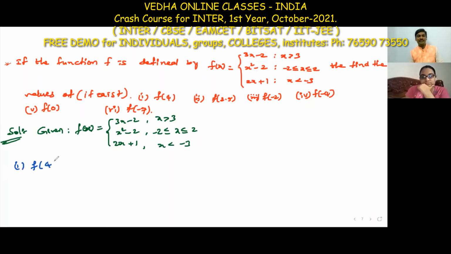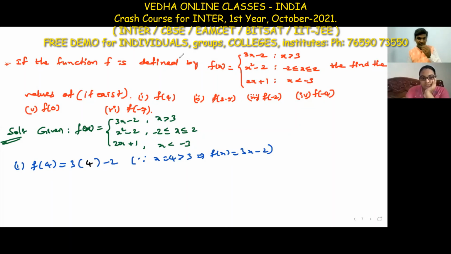So in the first one I have to find f of 4. In place of x we have 4. 4 is greater than 3, which means we have to substitute into the function 3x minus 2. Since x is equal to 4, greater than 3, f of x is equal to 3x minus 2. In place of x we have 4, so simplify: 3 fours are 12, minus 2, 12 minus 2 is 10.